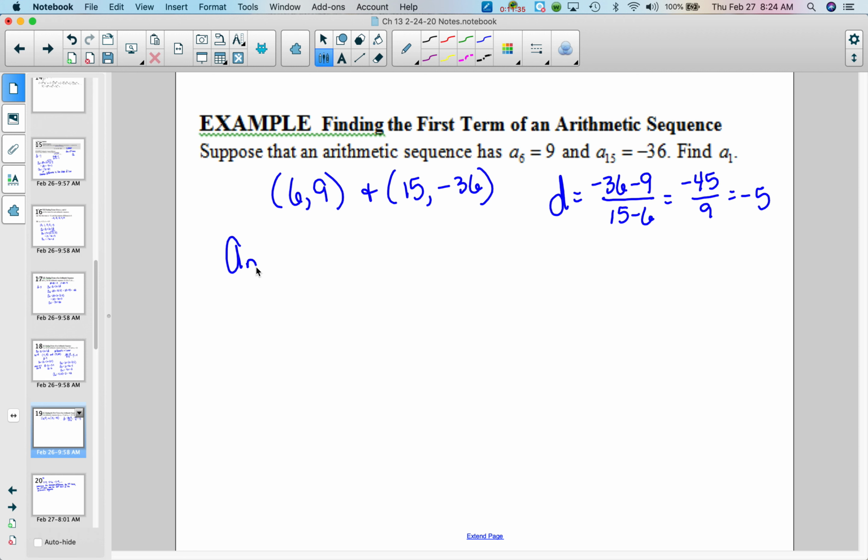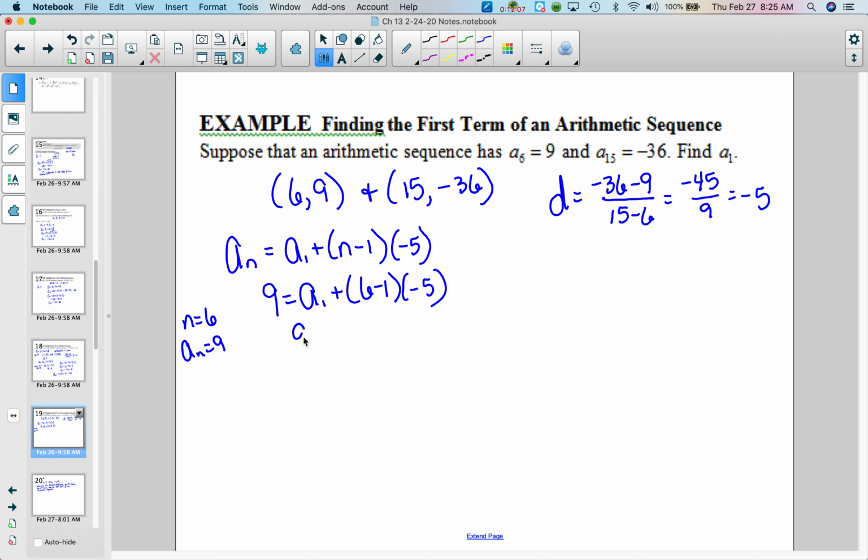So then I'm going to go to my general formula. So a sub n equals a sub 1 plus n minus 1 times negative 5. Notice the parentheses I used. Since I don't know a sub 1, that's what I need to find. I'm going to think about the fact that when n equals 6, a sub n equals 9. So I'm going to use those values. So I'm going to have 9 equals a sub 1, 6 minus 1 times the negative 5. So we're going to have 5 times negative 5. So then a sub 1 is 34.